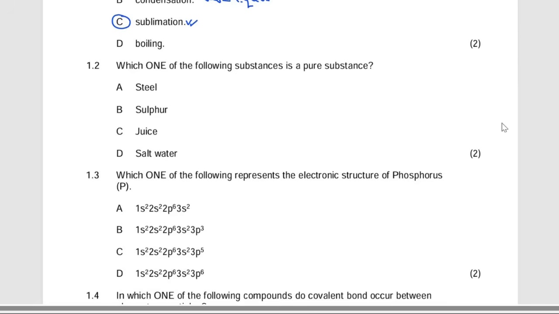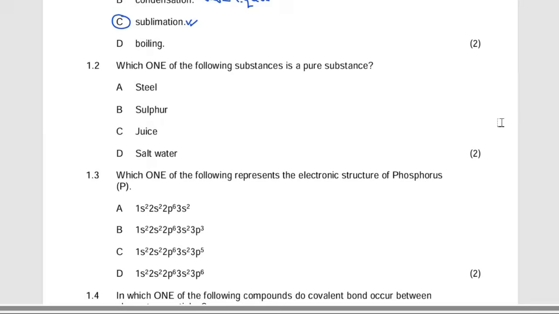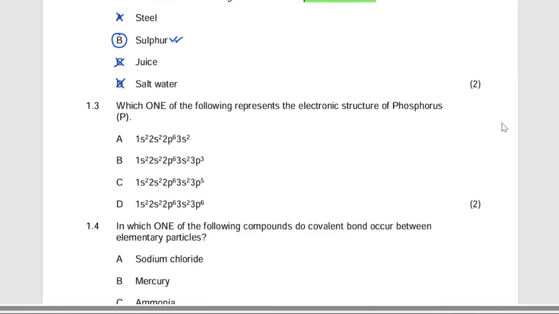Next question, it says which one of the following substances is a pure substance, right? For us to be able to answer this one, we need to know what a pure substance is. By definition, a pure substance consists of one type of matter and cannot be separated into simpler pieces by physical means. According to this, we can break down our steel into simpler pieces, and then we also have our sulfur. So our sulfur is the correct option, which is a pure substance. The juice contains too many ingredients. Here we have our salt and our water, and again it's not a pure substance.